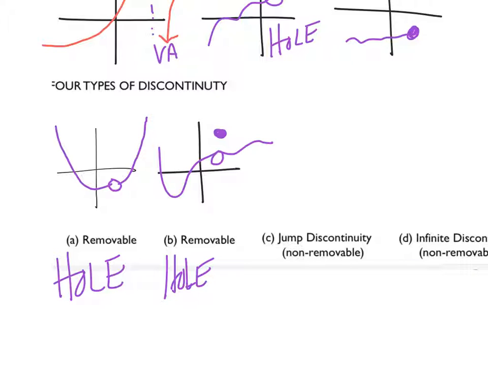A jump discontinuity is kind of like what it sounds. You come in from the left and it jumps up and the graph continues on up here someplace different. So notice this might look similar to this, but this is a hole and this is a jump. It jumps to another part and picks up.